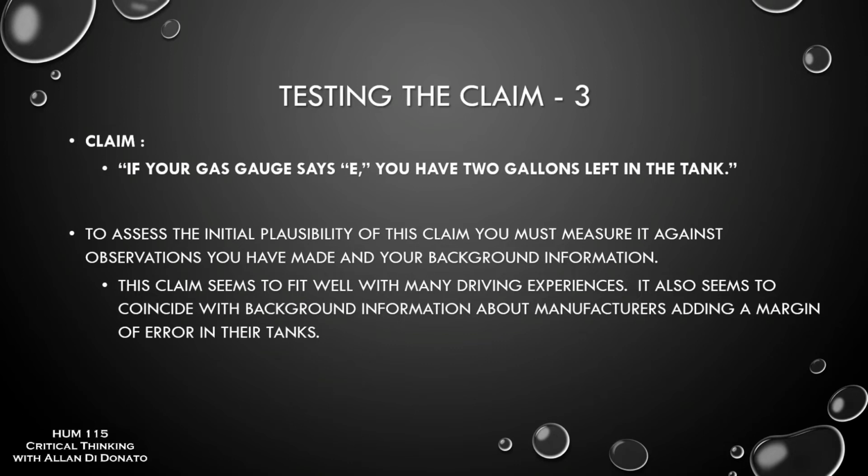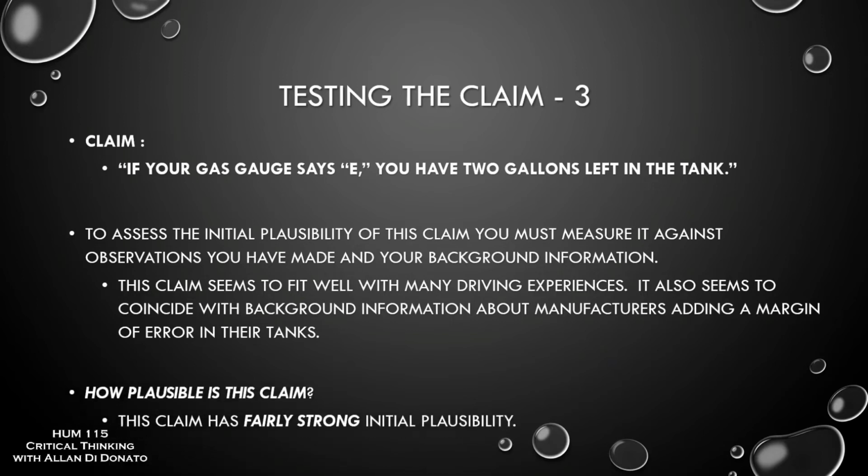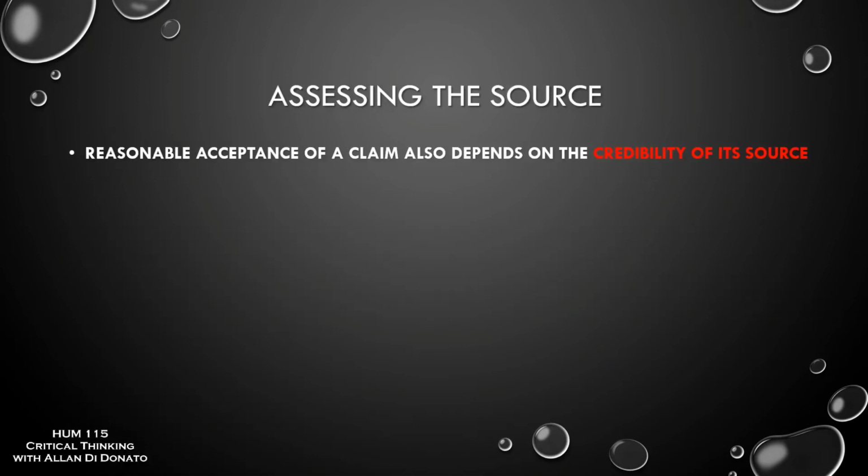But generally, we know from experience that when the light comes on and the gauge is on empty, you still have enough fuel to go a certain number of miles. Sometimes the cars actually have a little meter that'll tell you you can still get about 30 more miles on what's left in the tank. So yeah, that would have a higher level of initial plausibility, again, based on our background information and based on our experience. So we'd say it's strong initial plausibility.